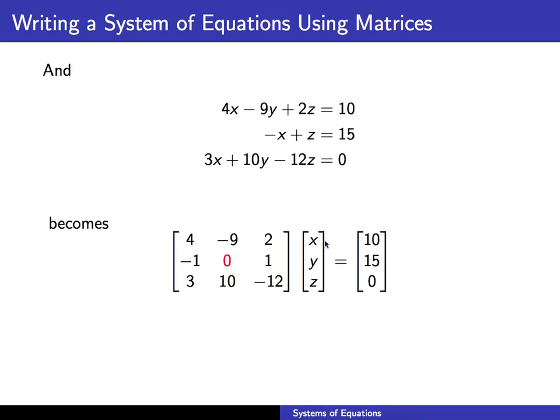For our other one, the first row would be 4, -9, and 2. And then in the second row, we'd have -1 for x, a 0 for y, so we have to use 0 as a placeholder, and a 1 for the coefficient for z. And then in the third row, we have 3, 10, and -12. And the variables we're using are x, y, and z. And then on the right-hand side, we have 10, 15, and 0. So if you were to multiply these matrices on the left-hand side, you would see that you would get the left-hand side of the equations above.